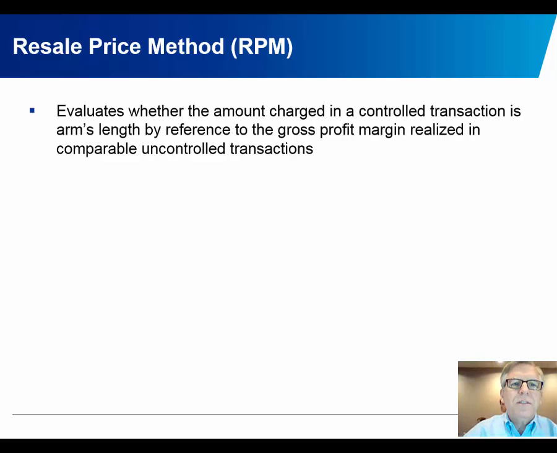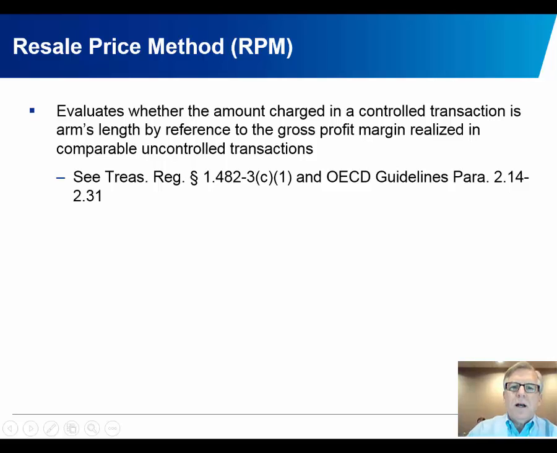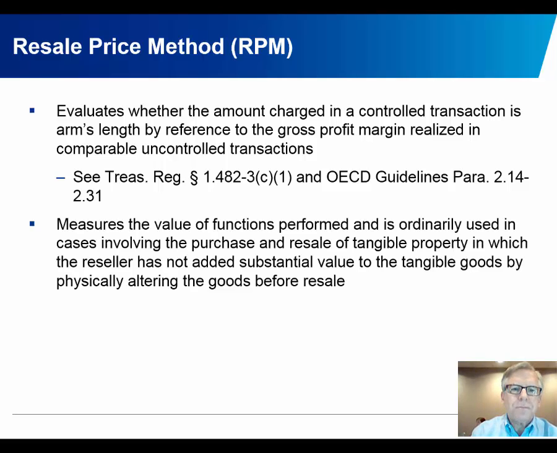So what is the resale price method? Well, it evaluates whether the amount charged in a controlled transaction is arm's length by looking at the gross profit margin realized in an uncontrolled transaction. In the comparable price method, we were looking at the price that somebody charged for something. Now we're going to be looking at the gross profit margin level to come up with the analysis. This is all discussed in the Treasury Regs 482-3, and it's also in the OECD guidelines. So it's a standard method used around the world.